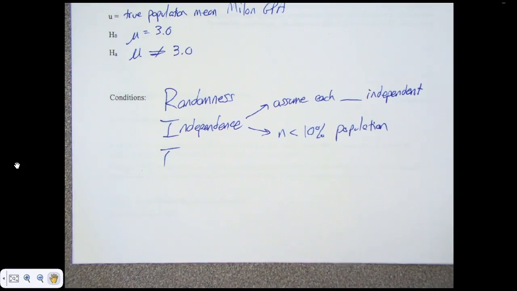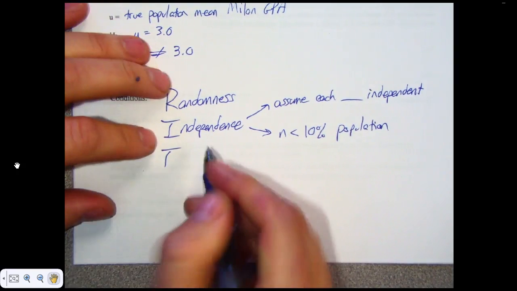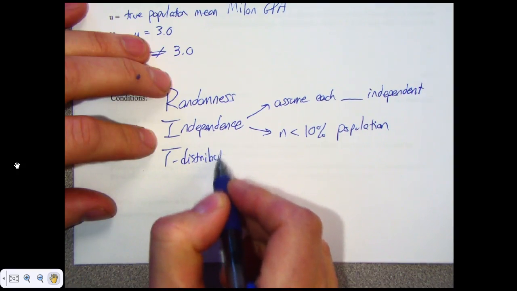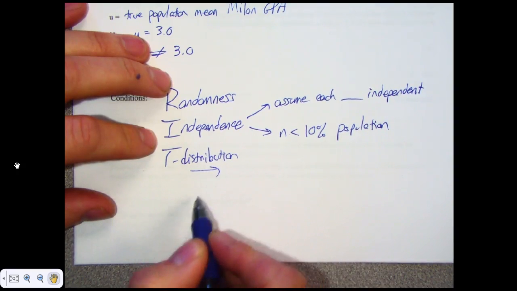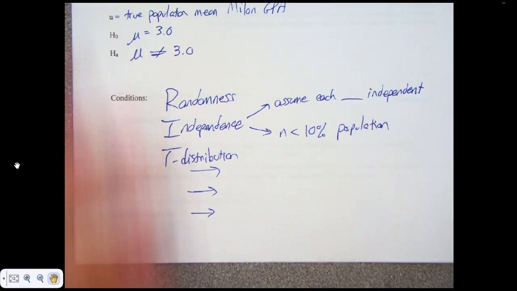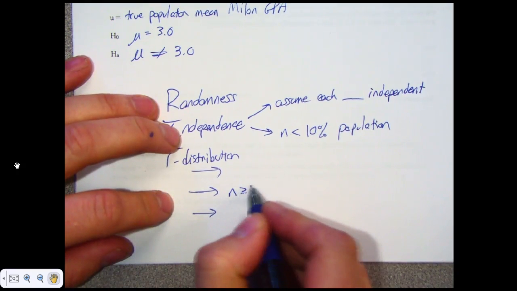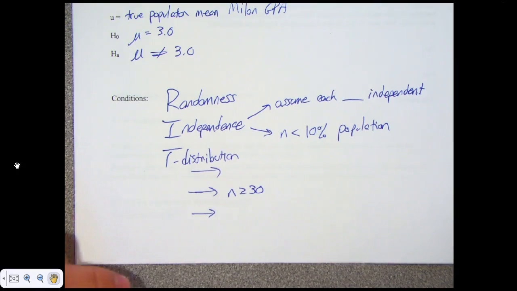This is not new, right? So this is hopefully review. And then t distribution, and you need one of three things there. Richard, give me one of the three. N is greater than or equal to 30. I'm going to put that second, because that's usually the second thing I check. What's the first thing I typically would want to check? Doesn't really matter the order, I guess.